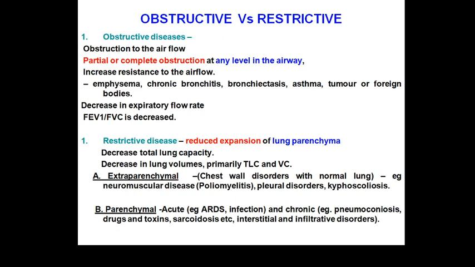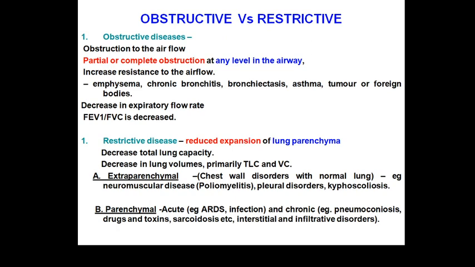Now obstructive diseases are characterized by an increase in resistance to airflow due to partial or complete obstruction at any level from the trachea and large bronchi to terminal and respiratory bronchioles, that is, any level of the respiratory tract. The major obstructive diseases include emphysema, chronic bronchitis, bronchiectasis, and asthma, these four.